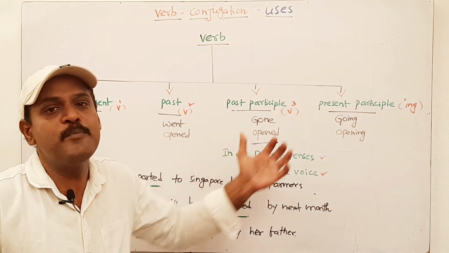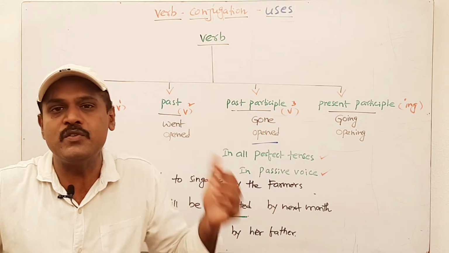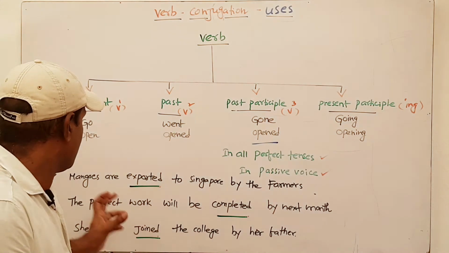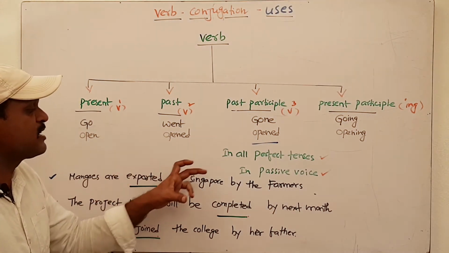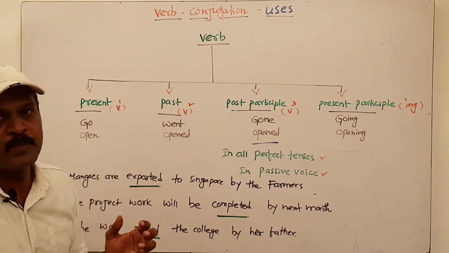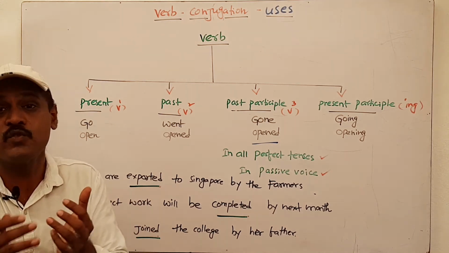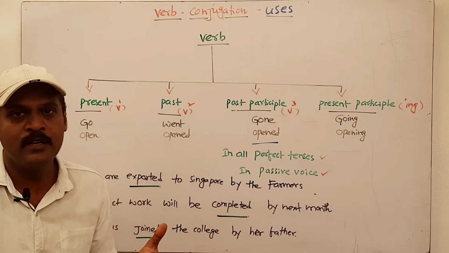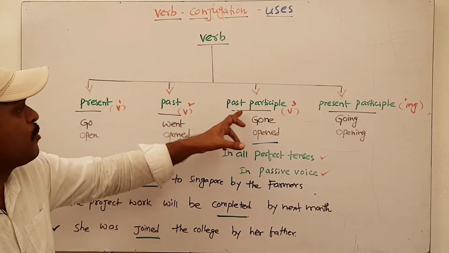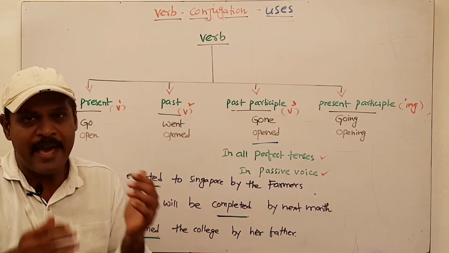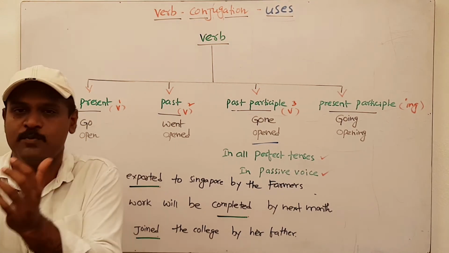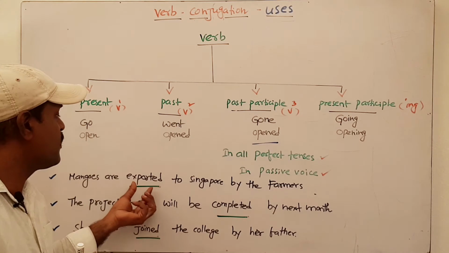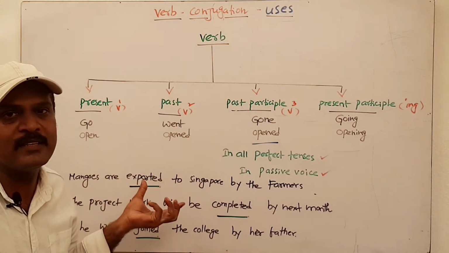Friends, in all passive voice sentences, we must use past participle. Past participle is nothing but V3. Mangoes are exported to Singapore by the farmers. By whom? By the farmers. To where? Singapore. The mangoes are exported to. Here, exported is a past participle. Export, exported, exported, exporting. Out of 4 forms, the third form is used in passive voice like this.